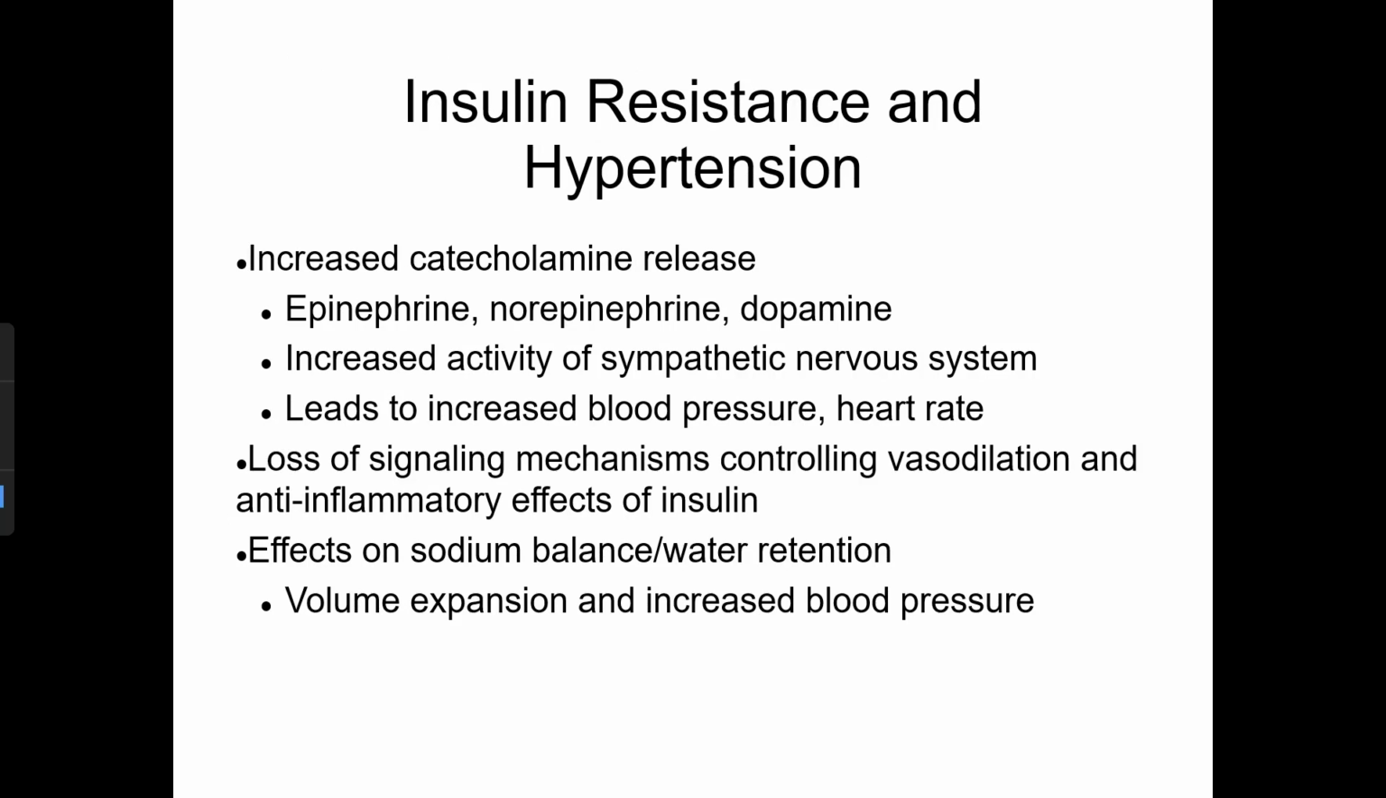Insulin resistance and hypertension: increased catecholamine release, so epinephrine, norepinephrine, and dopamine, and increased activity of the sympathetic nervous system lead to increased blood pressure and heart rate. Loss of signaling mechanisms controlling vasodilation, loss of the anti-inflammatory effects of insulin, and effects on sodium imbalance, water retention, volume expansion, and increased blood pressure.